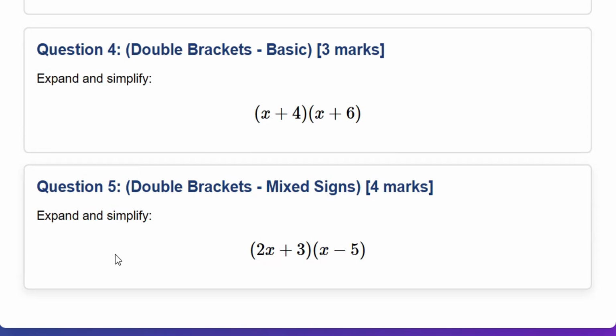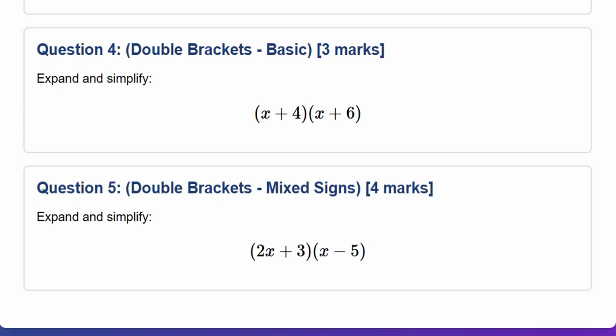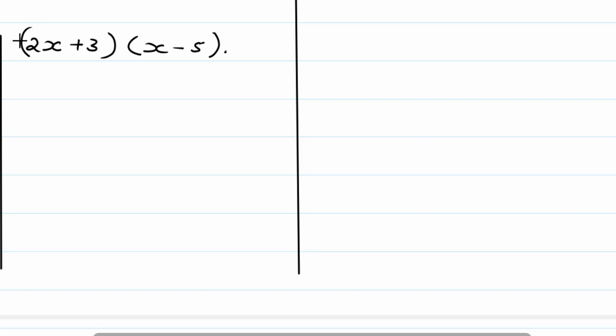So can we try the last question, question 5, which is a bit complex too. In this question 5, you are told to expand and simplify 2x plus 3 into x minus 5. The first step is, of course, to take all the values in the first brackets and multiply with everything in the second brackets. So in this case, we have 2x, then I multiply with everything in the second brackets, which is x minus 5. Then I take the second one, which is positive 3, and multiply it with everything in the second brackets, which is x minus 5 again.